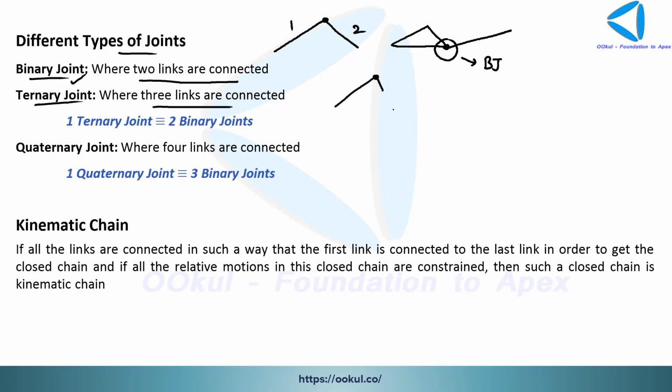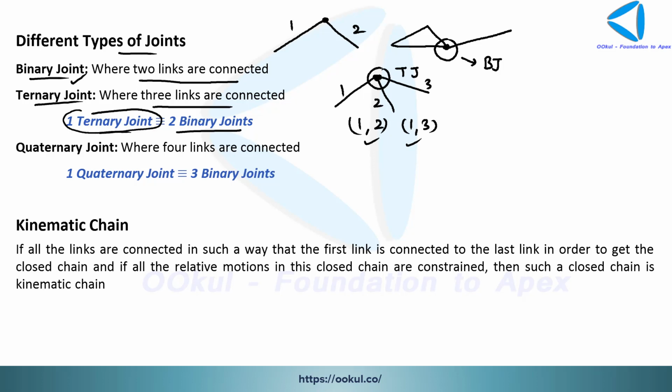Okay, second comes your ternary joint, where three links are connected. Suppose this is link 1, this is link 2, this is link 3, they are connected here, so this is your ternary joint. And one ternary joint is equivalent to two binary joints. Here we have 1 2 as one binary joint and 1 3 as another binary joint. So 2 3 automatically becomes our joint.